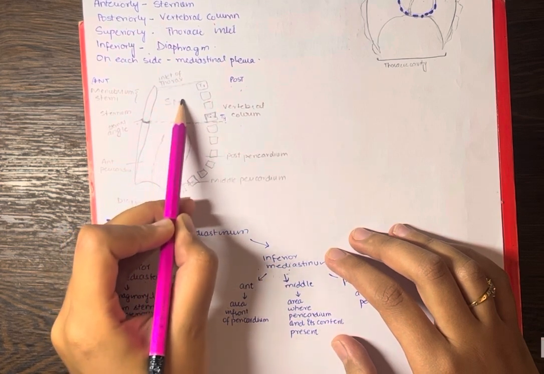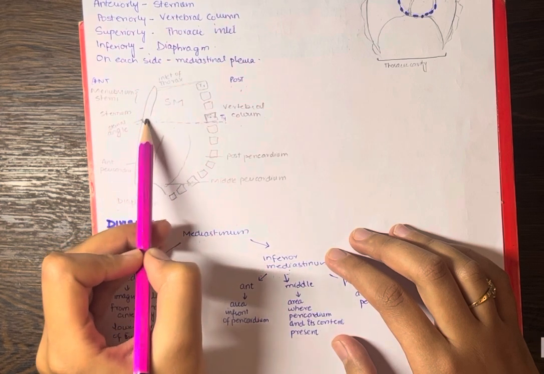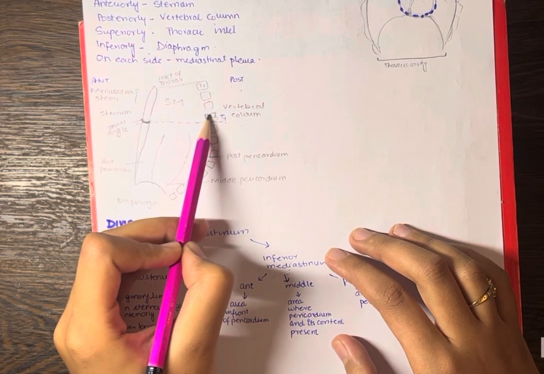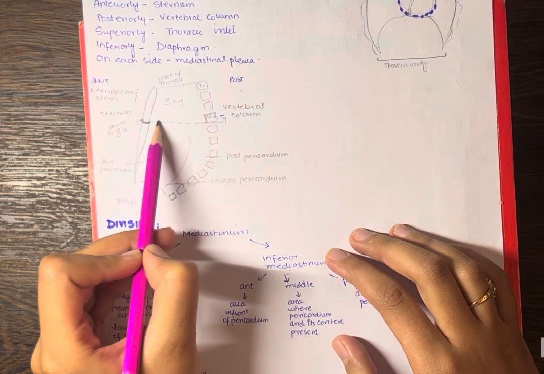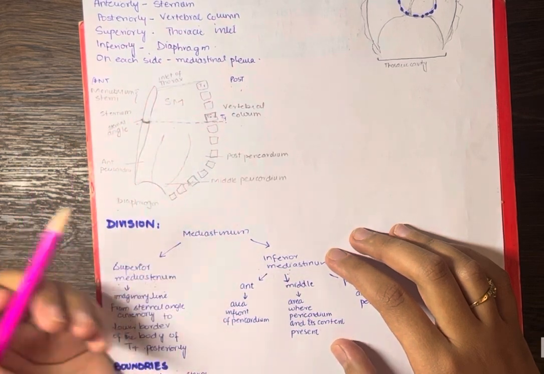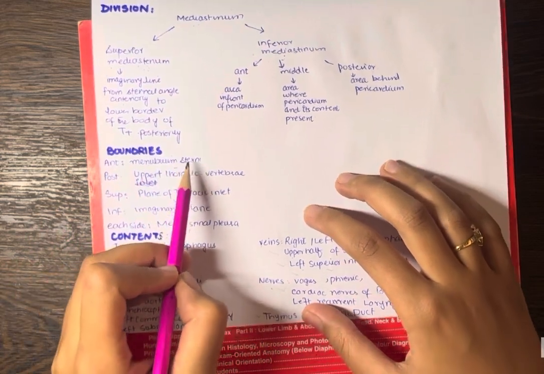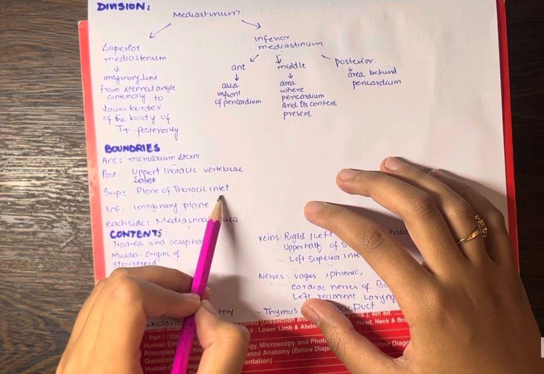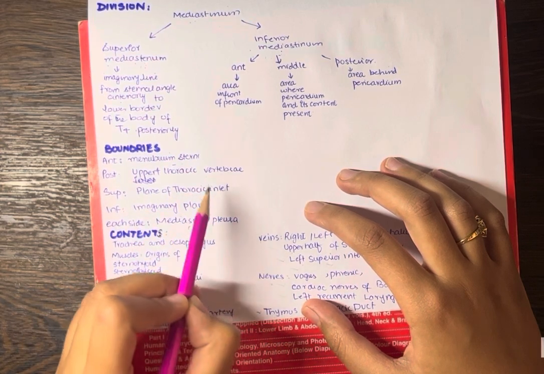Anteriorly we have the manubrium sterni, which is the thickest part of the sternum. Posteriorly we have T1, T2, T3, T4, superiorly we have the inlet of the thorax, and inferiorly we have this imaginary plane. So as I told you: anteriorly manubrium sterni, posteriorly the upper four thoracic vertebrae, superiorly the thoracic inlet, inferiorly the imaginary plane, and on each side there is the mediastinal pleura.